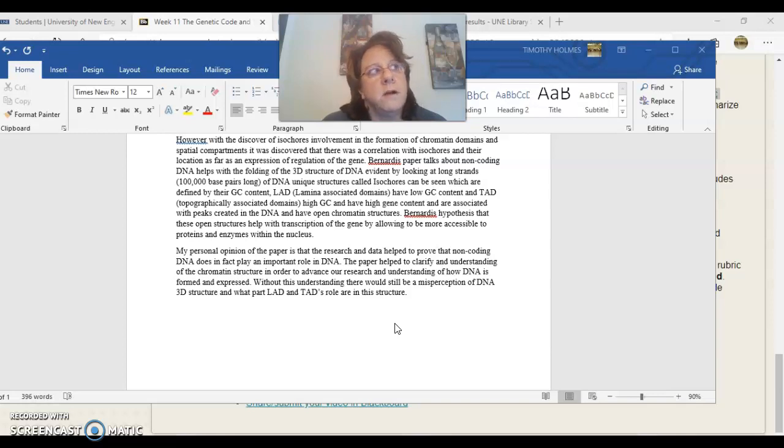So I think this paper was very important in that aspect, that it helped to solidify that non-coding DNA plays a very, very key part in DNA structure and its role. It allows it to be more accessible, and without that 3D structure, DNA would not be what it is. So that's a huge part of what makes DNA the way it functions.